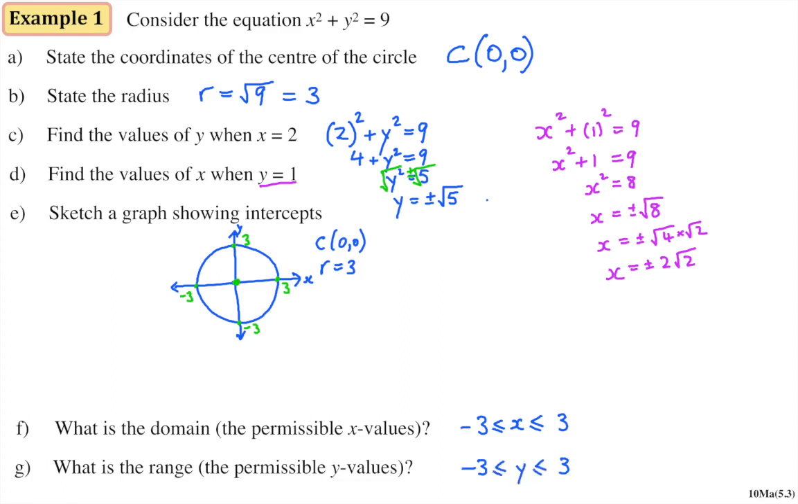So the domain and the range look almost the same, but it's important that for the domain you have the letter x and for the range you have the letter y, because the domain talks about what are the permissible x values and the range talks about the y values.